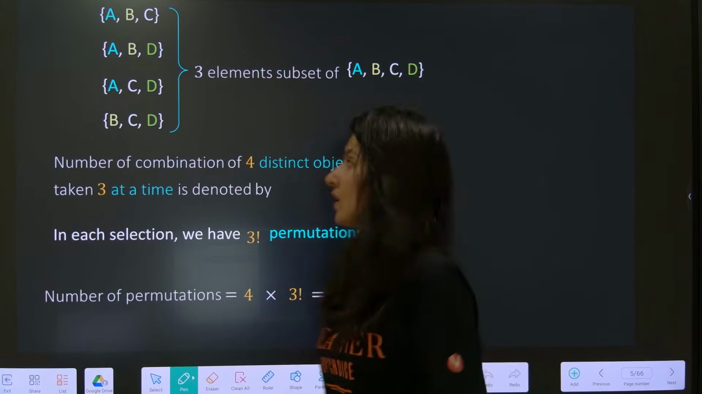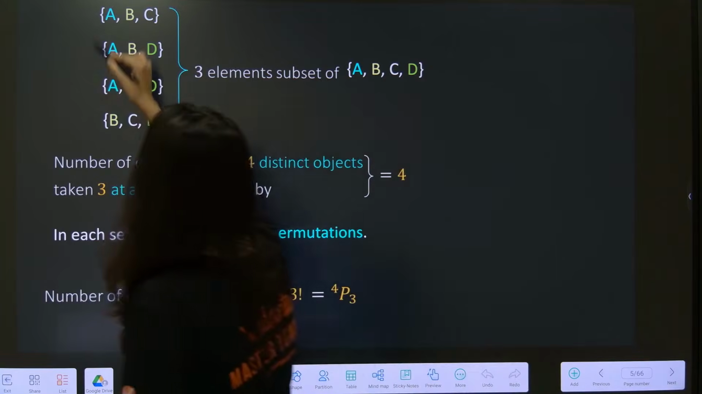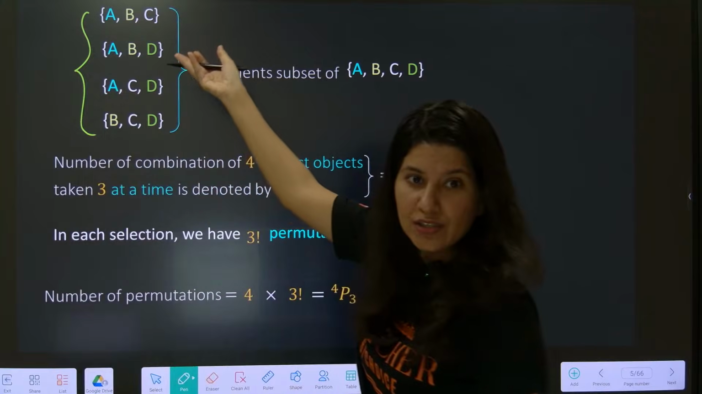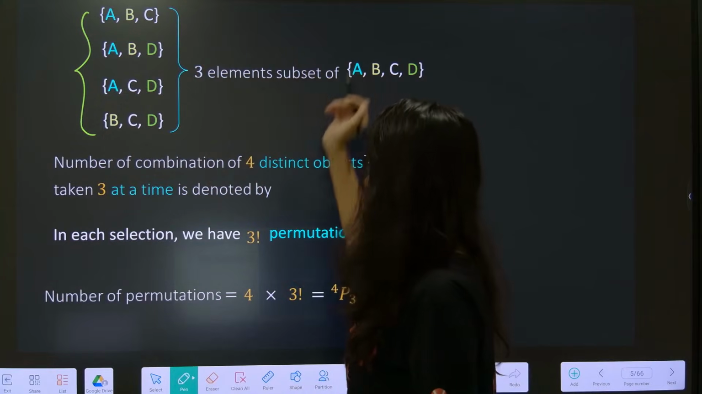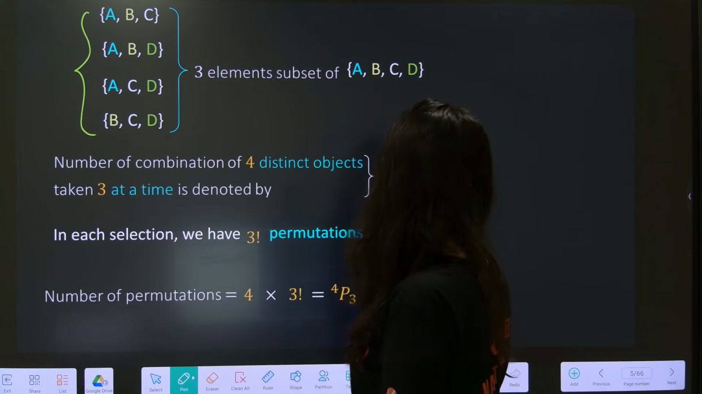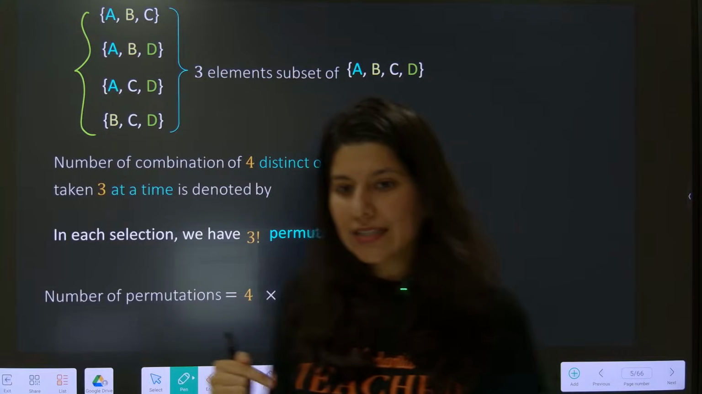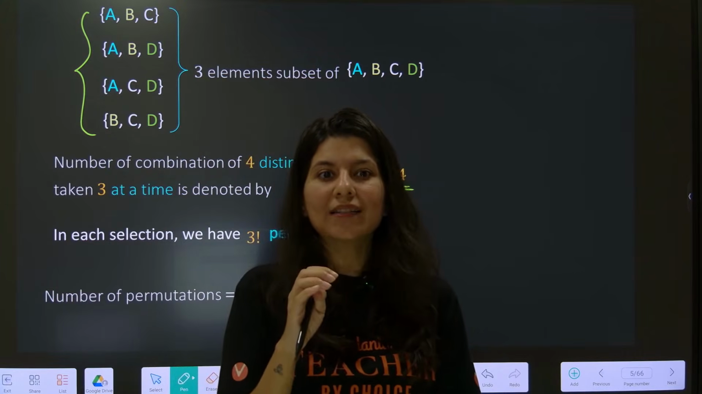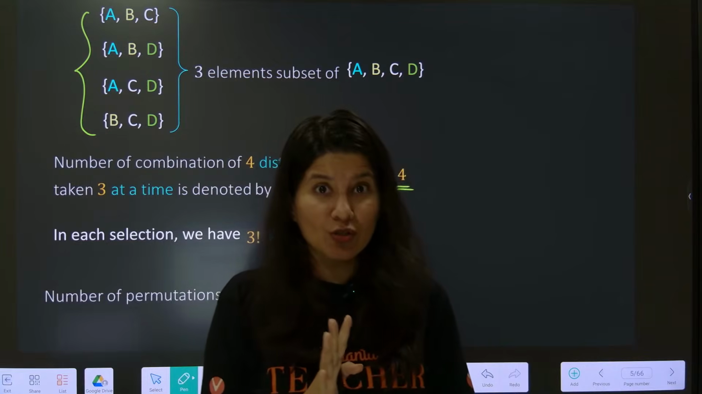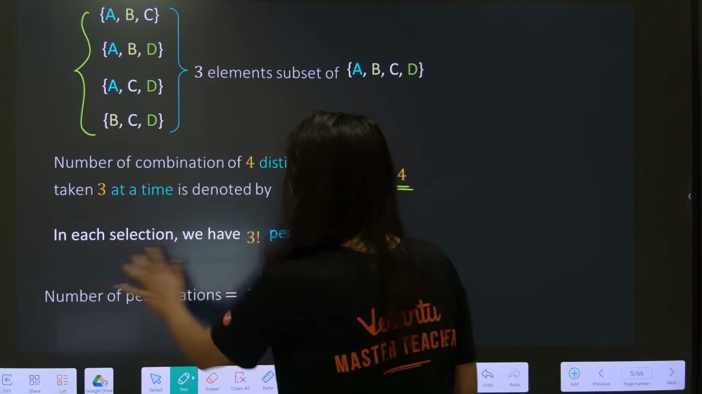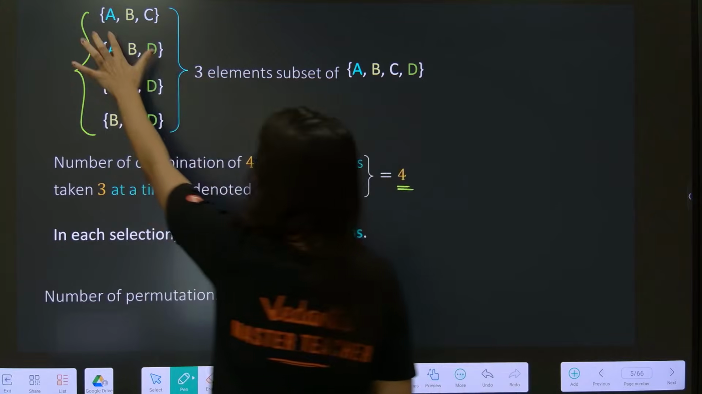Understand. So this is basically 4 ways of selection; the number of ways of selection is 4. Now, the number of combinations of 4 distinct objects taken 3 at a time is clearly 4. Now, let's introduce permutation a little bit. Permutation means let's introduce arrangement also. If you introduce arrangement also, then in each selection, suppose you have selected ABC.